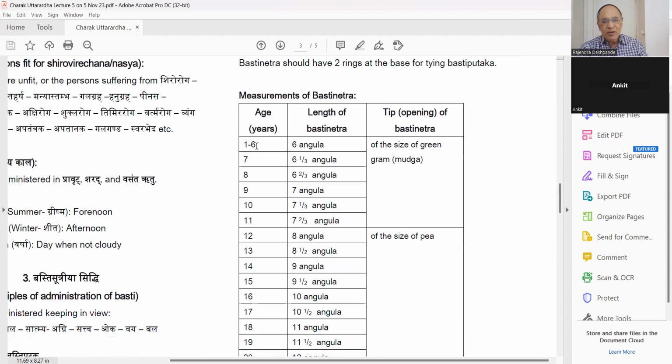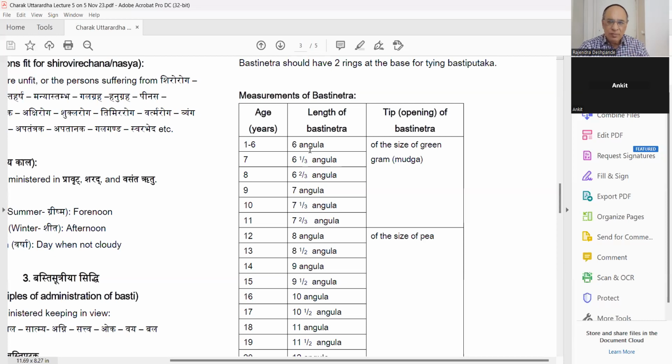For example, for 1 to 6 years of age, the nozzle should be 6 angula. You remember the Anguli Pramana practical in first year BAMS in the Kriya Sharira subject. Anguli Pramana is one finger width. For example, this finger of mine is an anguli, and the exact measurement by measuring tape of its diameter is called one anguli pramana. It may be in centimeters, for example, 1.3 or 1.4 centimeter.